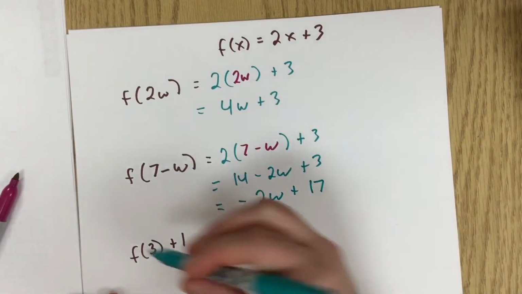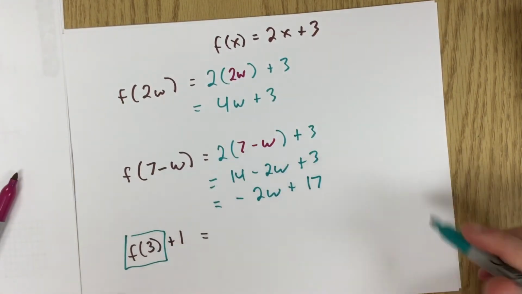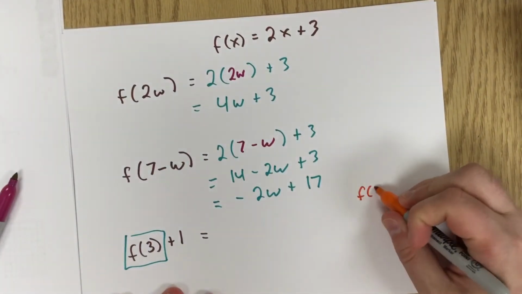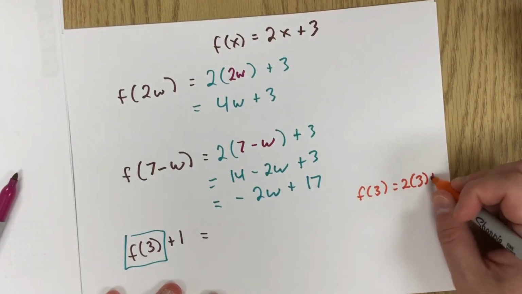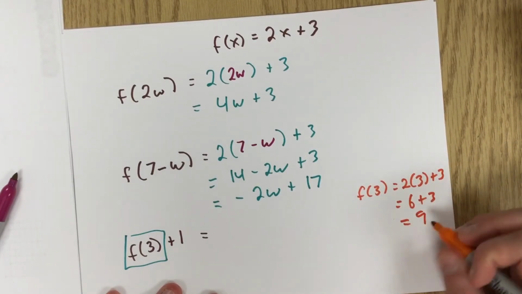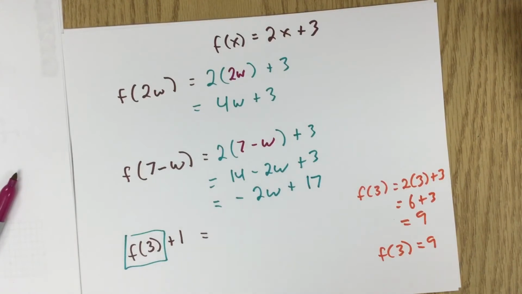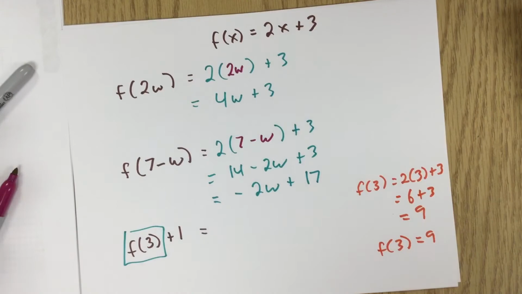Now this one over here, I'm going to do that kind of on the side. So what is f of 3? So we're going to have a kind of side banner over here. So f of 3 is 2 times 3 plus 3, which is 6 plus 3, which is 9. So we know that f of 3 equals 9. And so f of 3 plus 1 is going to be 10.